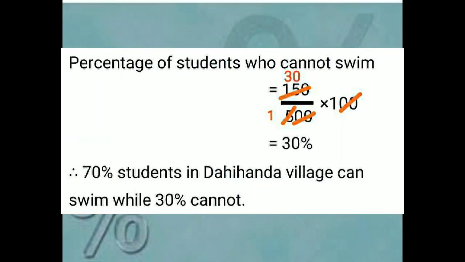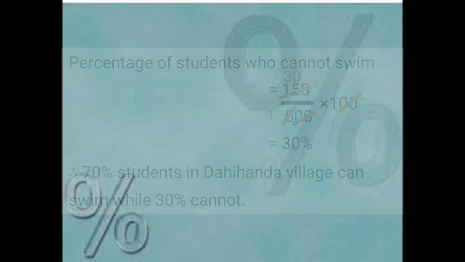In the same manner, to find out the percentage of the students who cannot swim, we will have to divide 150 by 500 and multiply the fraction by 100, which on further calculation will give us the answer 30%. Then we conclude the sum by writing the final statement. Therefore, 70% of the students in Dahihanda village can swim while 30% cannot.